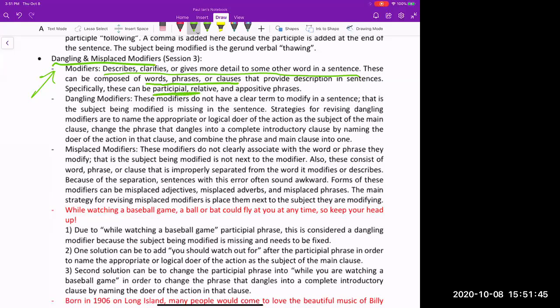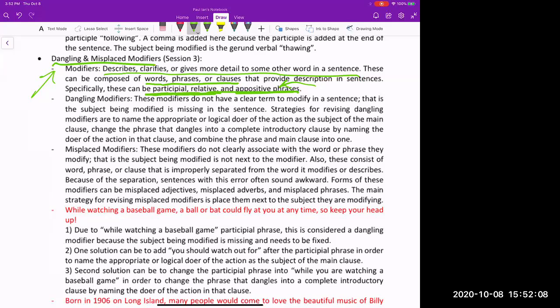There are three types of modifiers. And a modifier, like I said, modifies a noun. There's the one we just talked about, the participial phrase. Then there's the relative one, which we'll talk about next time. And then the appositive phrase. I'll just touch on the appositive phrase. This is when you say a subject, like, oh, Mr. Fred, and then you comma it.